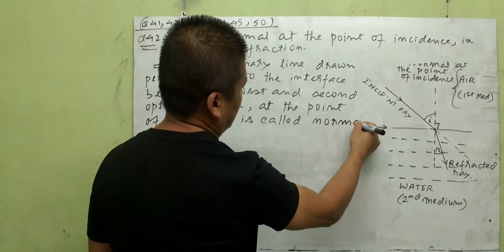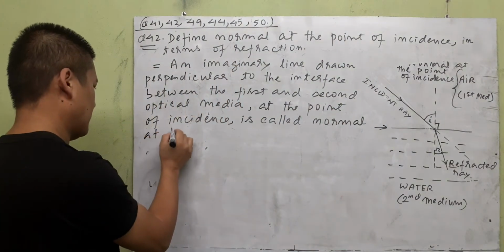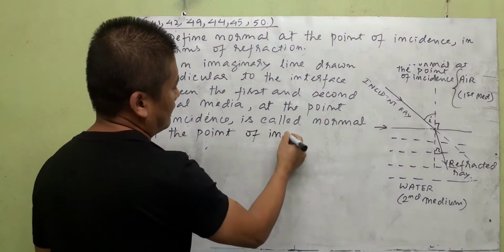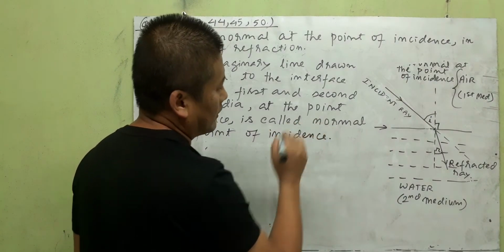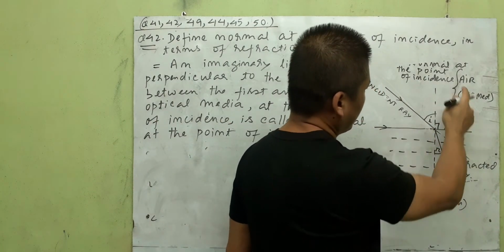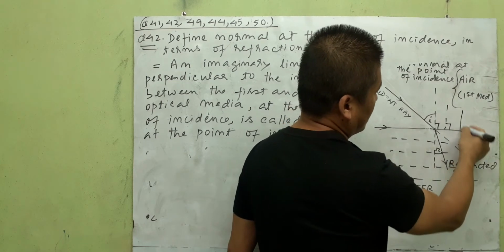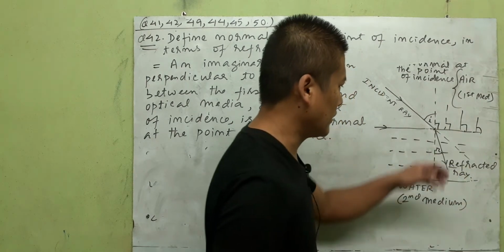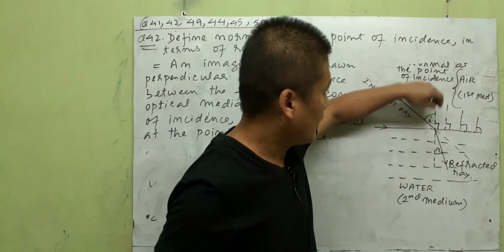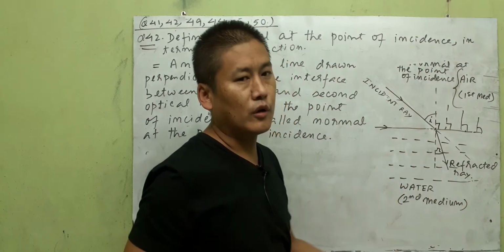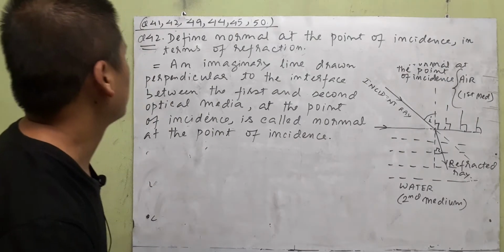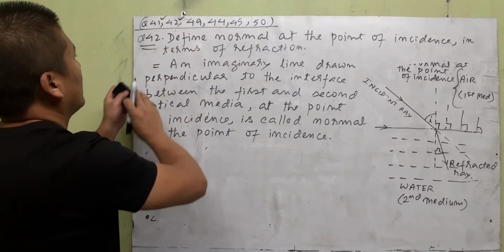Okay, so here we can draw so many perpendicular lines like this on this interface, meaning the boundary between the first and second medium, which is called the interface. So many of them, but the perpendicular line that is drawn through the point of incidence, meaning the point at which the incident ray touches the interface, exactly there, if you draw a perpendicular, that is called the normal at the point of incidence in the case of refraction. Okay, so 42 is done. We have done 41, 42. Let's go to 49.